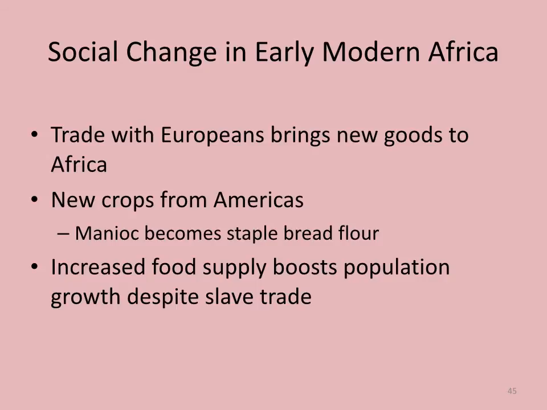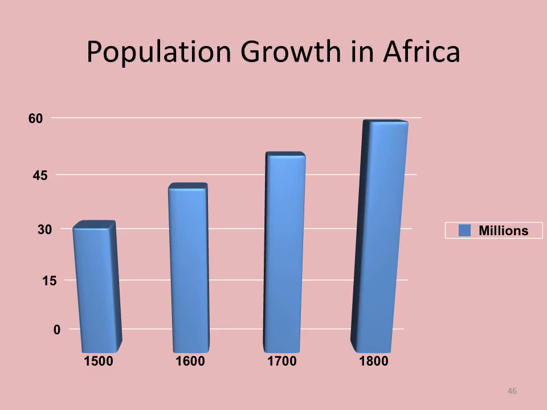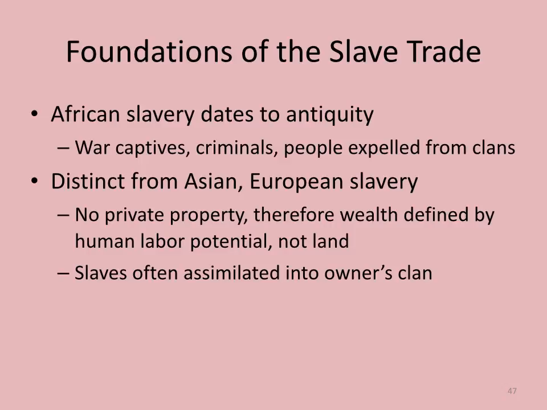So because of these new types of food crops, food is going to increase even though we're exporting millions of slaves. Now, the population growth in Africa is going to become very, very large and grow very quickly because of these new food sources. Now, the foundations of the slave trade are based on war captives.